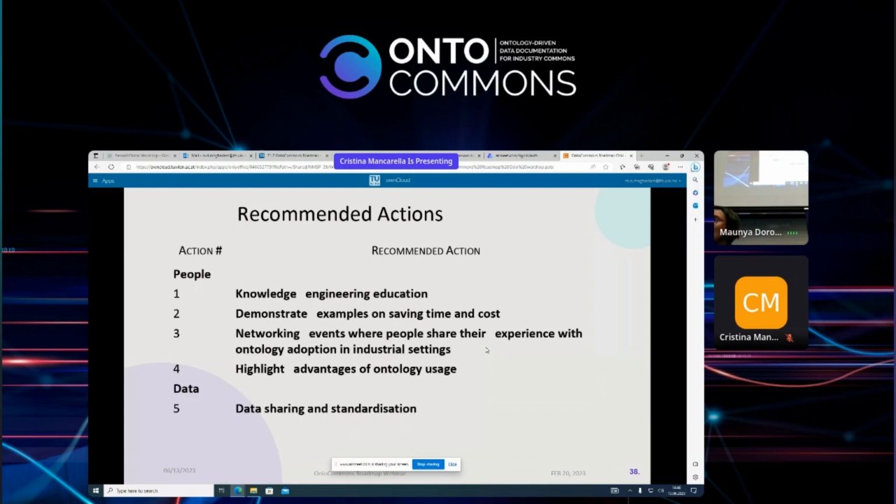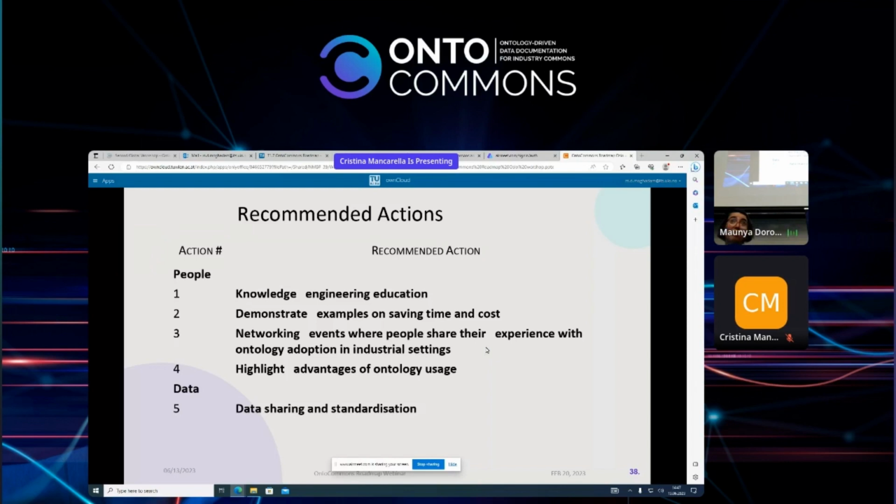And let me just highlight some of the recommended actions that we found. Very important would be some knowledge engineering education. So to have some methodology, some training, some best practices, demonstrating how you can use the ontologies to save time and costs when working with all of these topics. So maybe having some success stories would help.